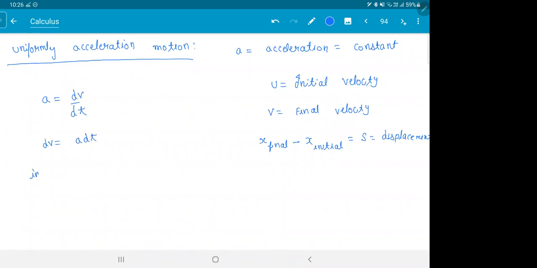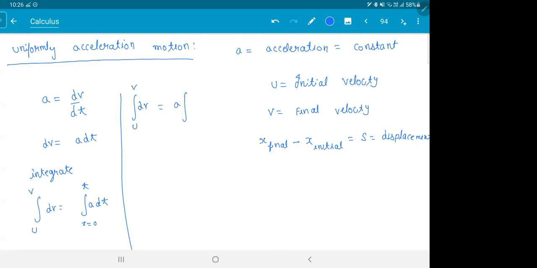Now integrate on both sides. So integral dV equals integral A dt. Now, what are the limits? When time is 0, your velocity is u. Agreed? That's the meaning of initial velocity, right? When time is t, your velocity is some v. So we have integral dv from u to v. A is a constant, so it comes out of the integral.